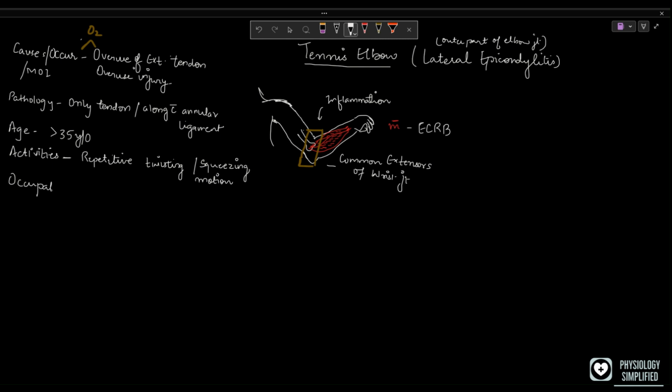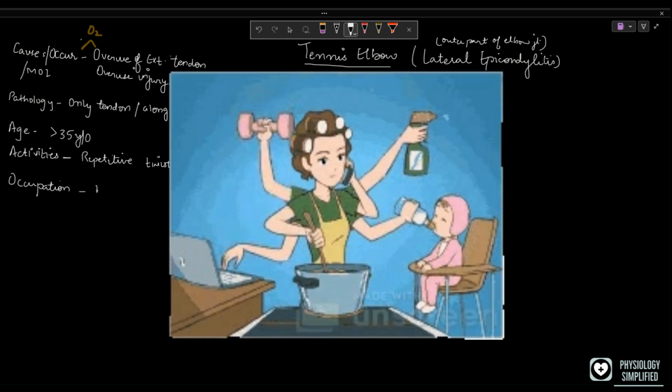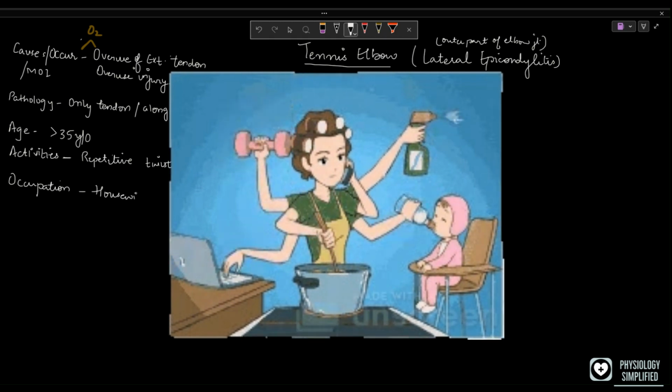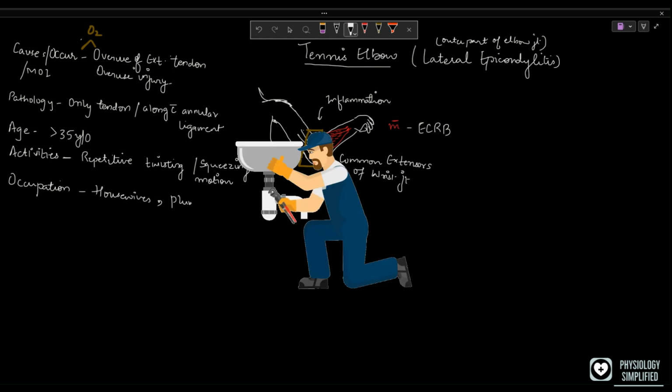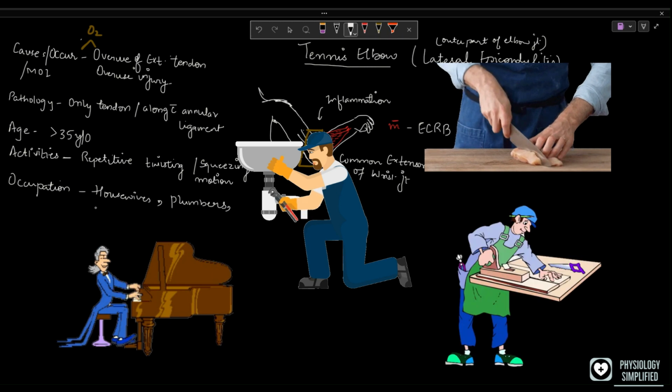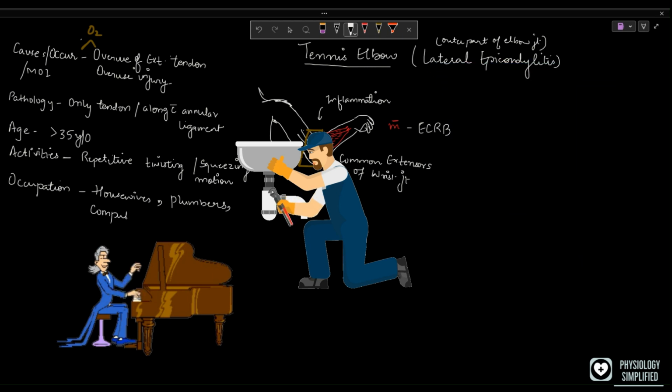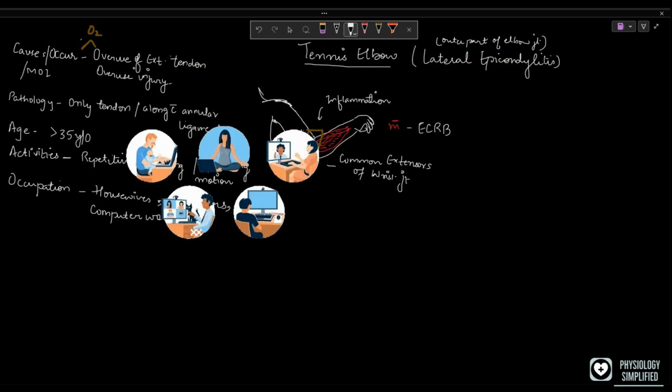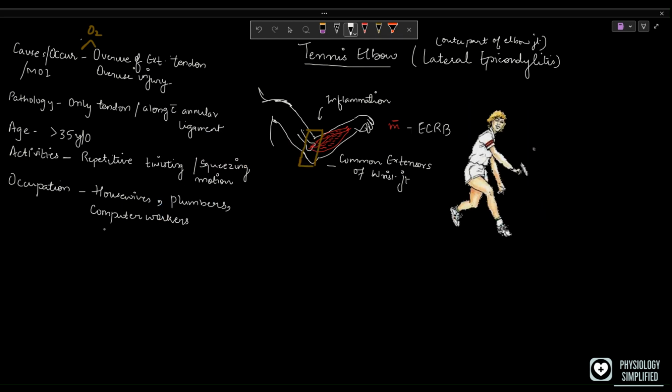Moving on to the occupation, housewives. The activities of housewives involve extensive use of wrist extensors. Next come the plumbers, meat cutters, musicians, dentists, carpenters, computer workers, racket players. Basically, wrist extensors are involved in almost all activities of our daily living. Faulty techniques and weak musculature can cause the problem.